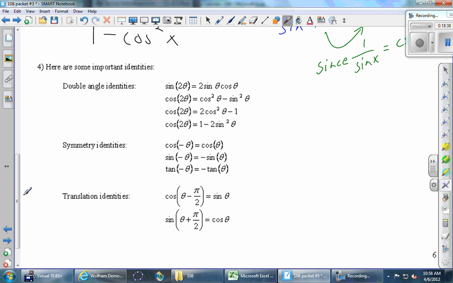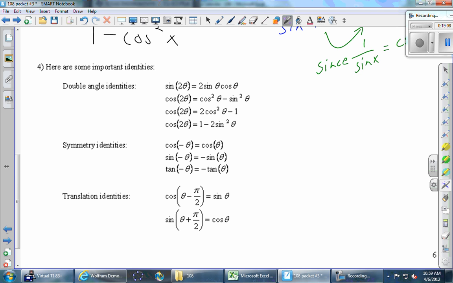The first ones are called the double angle identities. You see why they're called the double angle identities? Because the right-hand side involves a theta and a theta, but the left-hand side involves 2 theta. So somehow, if you have information about the theta, you can then get information about the double angle. So if you know what the sine of 22 degrees is, you can figure out what the sine of 44 degrees is using that first identity.